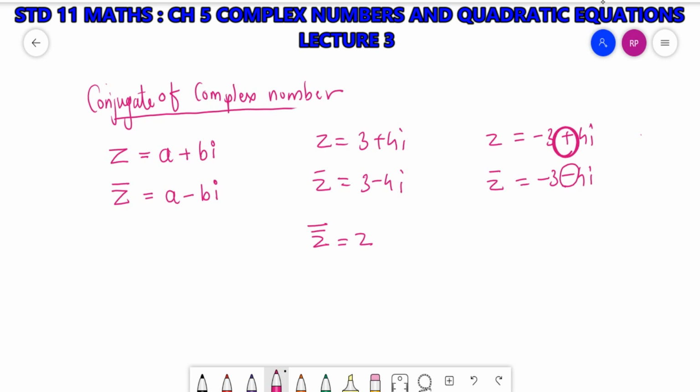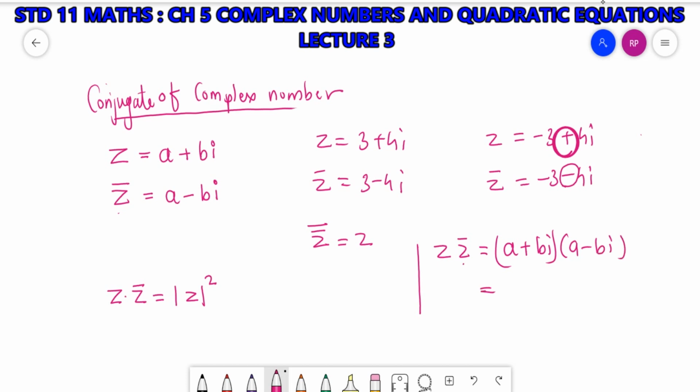Now one more thing, z into z bar, that will be equal to modulus of z square. How? See, z into z bar, that will be equal to a plus bi, now what is conjugate of z? That is a minus bi. So a plus bi, a minus bi. So a square minus b square i square. Now what is the value of i square? Minus 1. So this will be equal to a square plus b square.